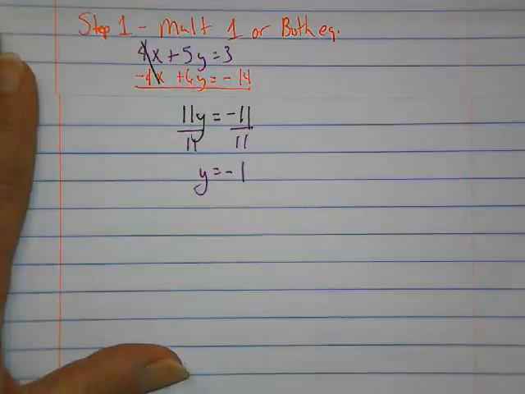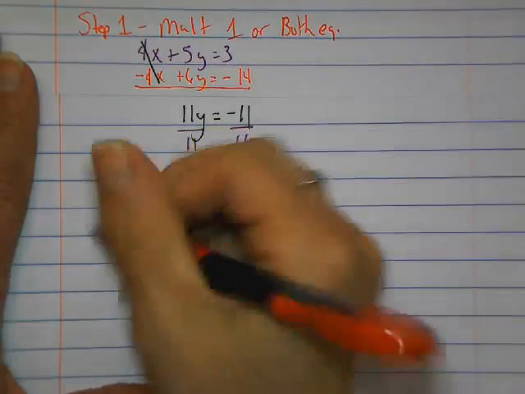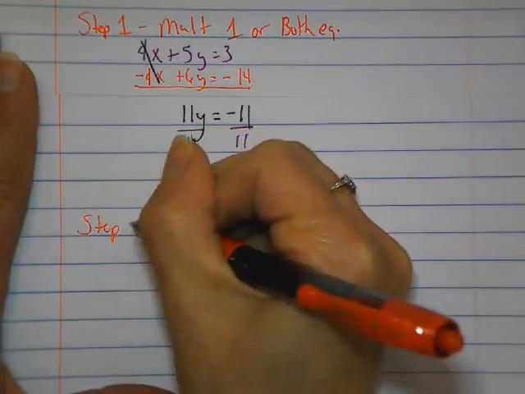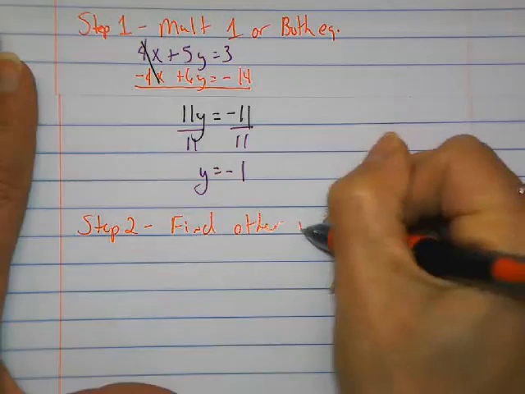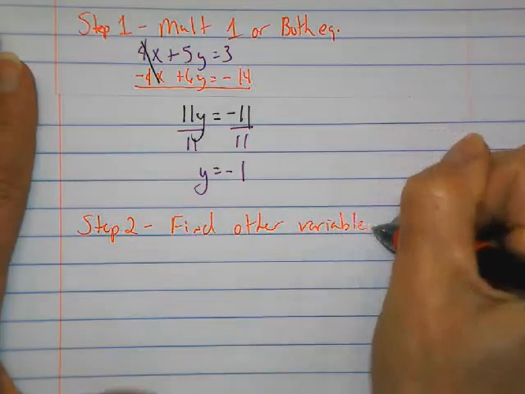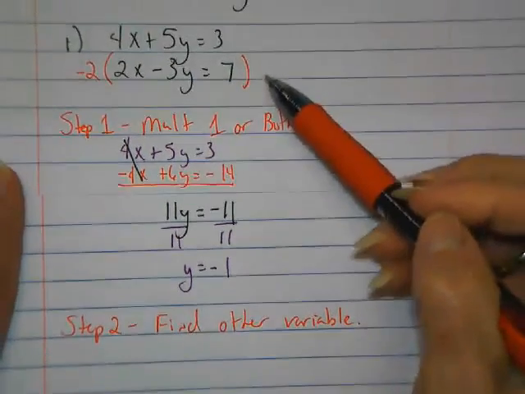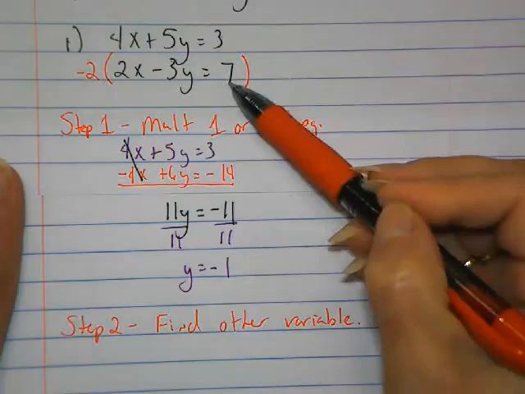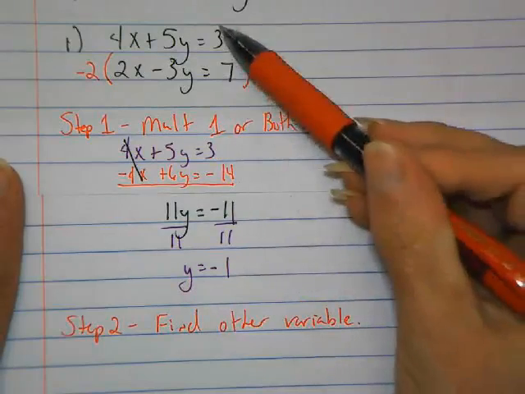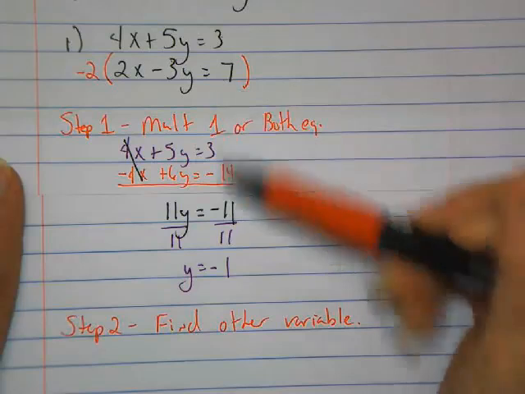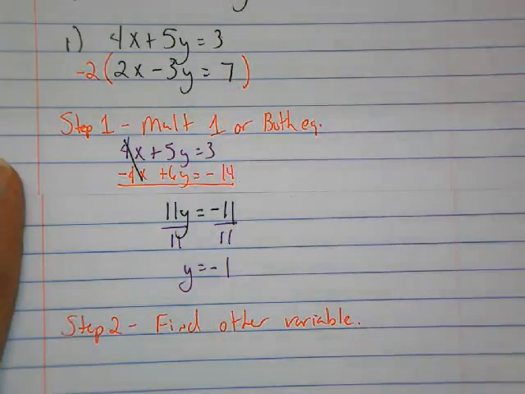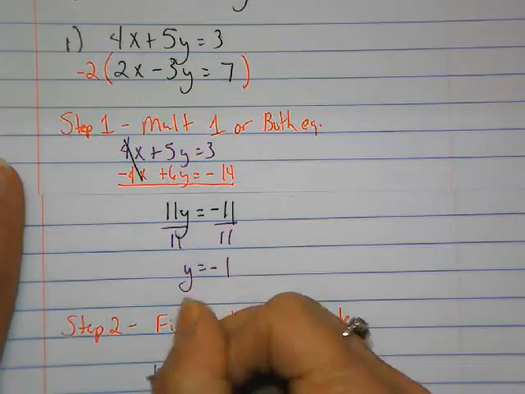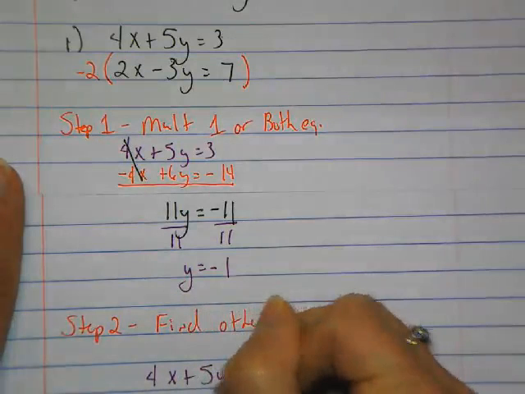Okay, step 2, plug back in, find your other variable. So I go back. Now, on this one, you may choose either one. What I want you to do, though, is go back and choose an original equation, because this one we've manipulated. Okay, so pick either one. I'll just pick the top one. So 4x plus 5y equals 3.